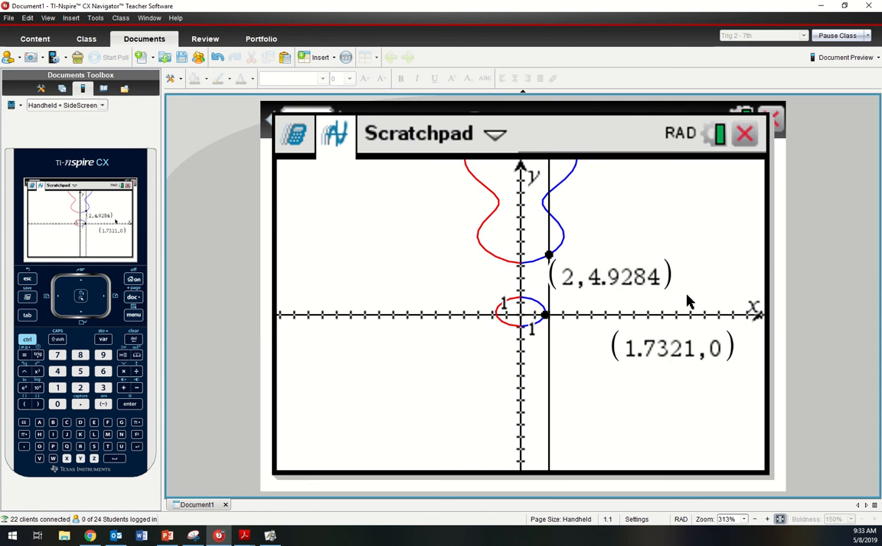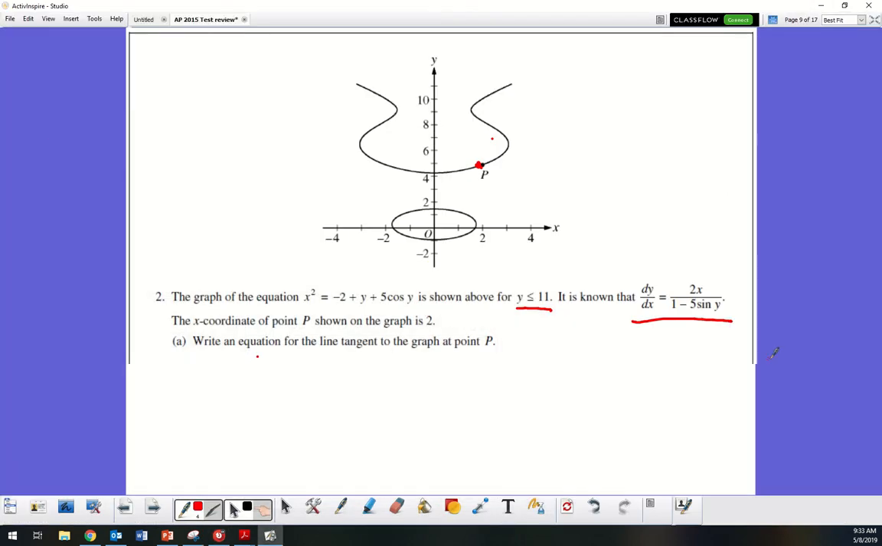Pasha, what was the second thing you put in? What do you mean? Isn't it the same thing but with just the negative in front? Yeah, the red one is just a negative in front of the radical. All right, my Y value, 4.928. So right here, this is 2, 4.928, all right? So I got that, that's important, so I got my point.